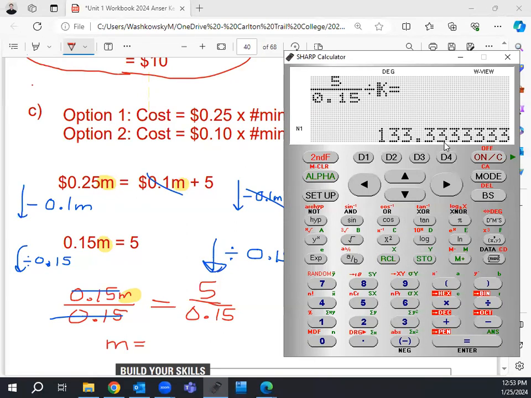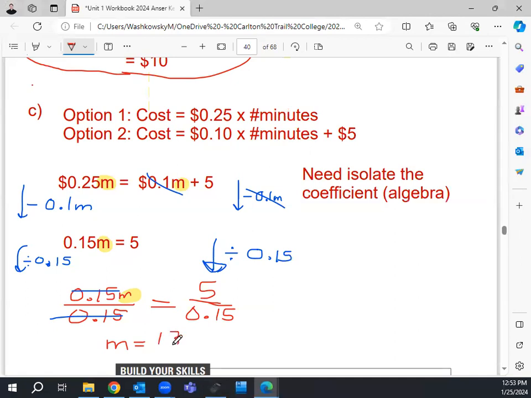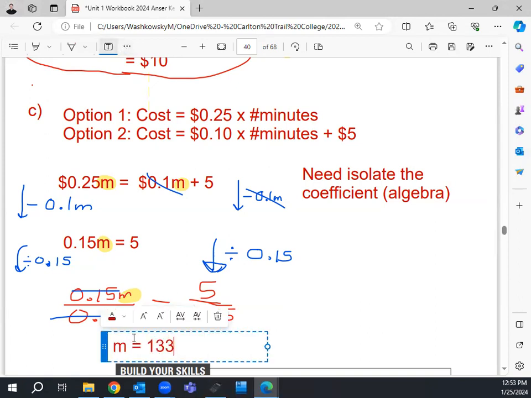So ultimately it's going to be 133.33 minutes. Let's just say 100, you're only charged by the minute, 133 minutes, right? I'm just going to type that in instead. I was doing a message. So M is equal to 133 minutes.